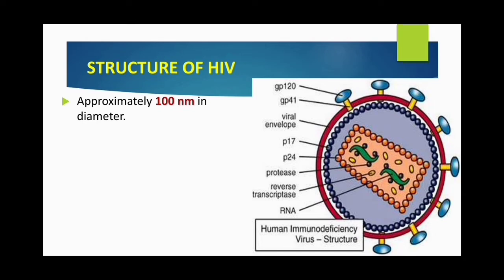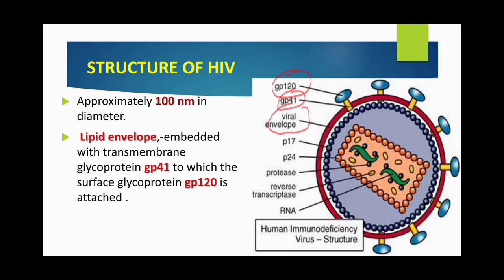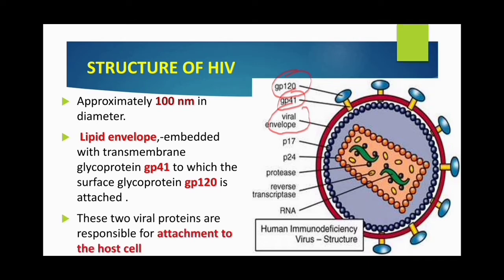Outside, it has a lipid envelope. In this figure, the dark brown circle is the lipid envelope. This envelope has two glycoproteins. One is the transmembrane glycoprotein GP41, the yellow one. Another is the surface protein which projects outside, named GP120. In this figure, the blue circles. These two proteins are responsible for attachment with the host cell.